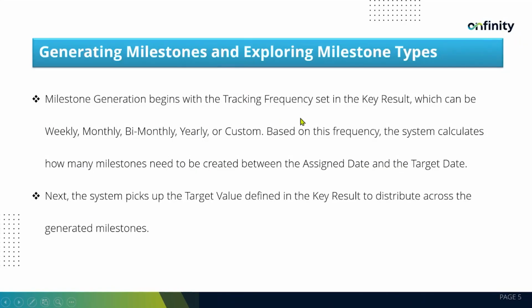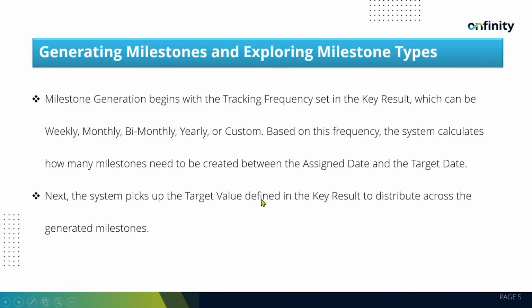Generating milestones and exploring milestone types. Milestone generation begins with the tracking frequency in the key result, which can be weekly, monthly, yearly, or custom. Based on this frequency, the system calculates how many milestones need to be created between the assigned date and the target date.